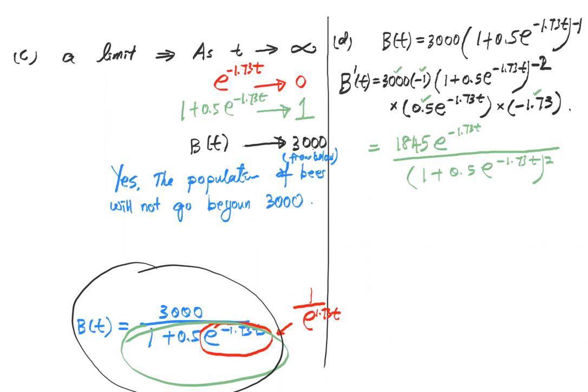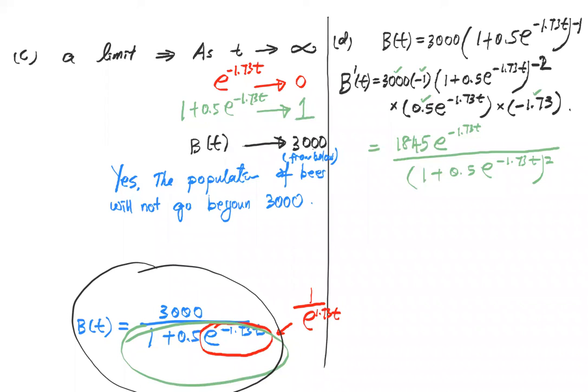To explain why the population is increased over time. Okay, that means this is saying that the population is always increasing. That means we are trying to prove that B prime T is always greater than 0. So how do we start?